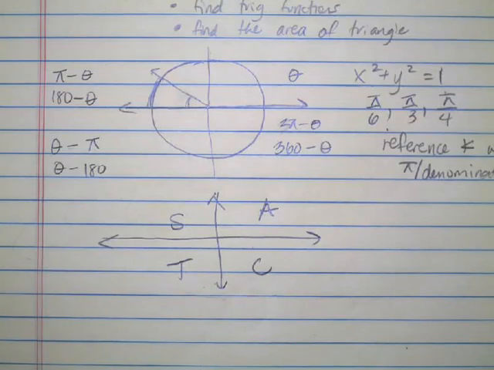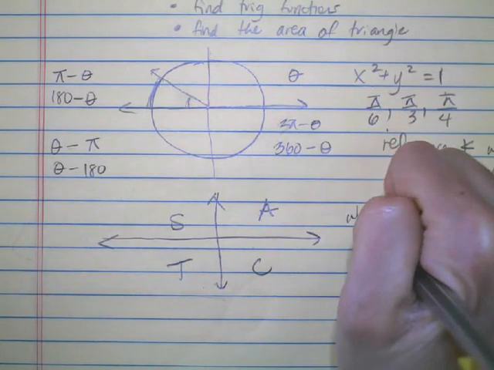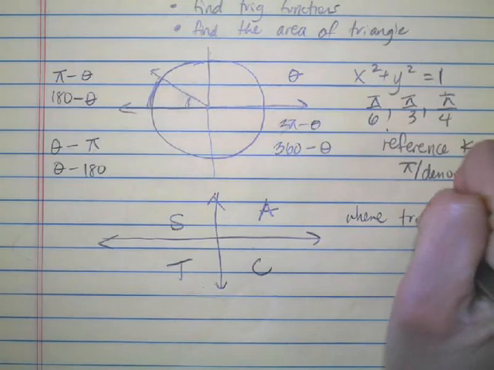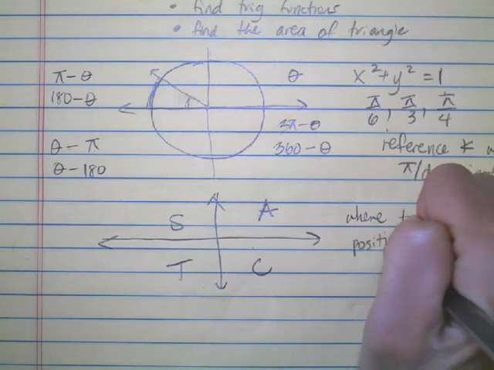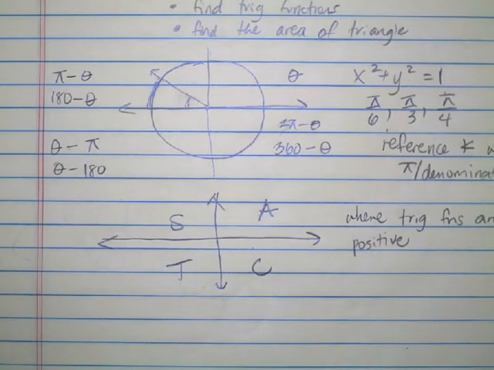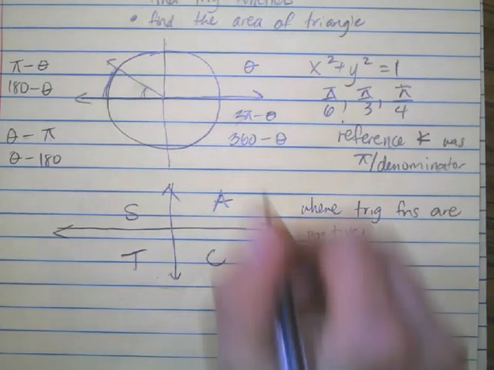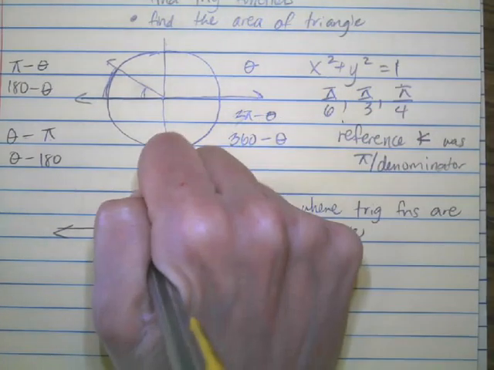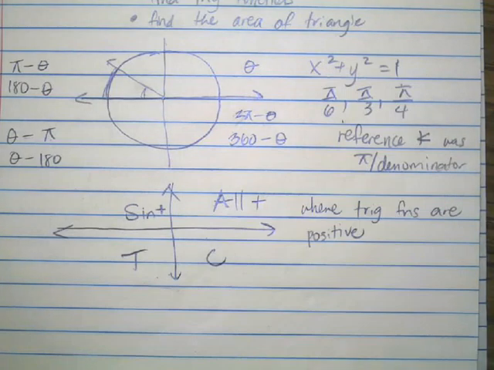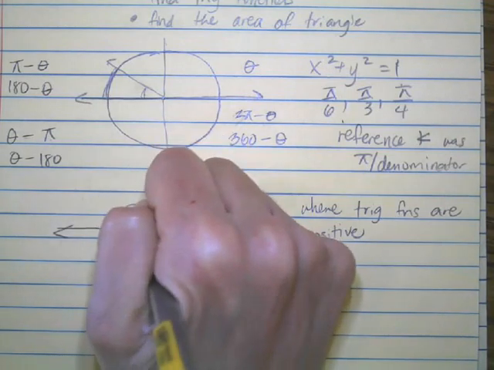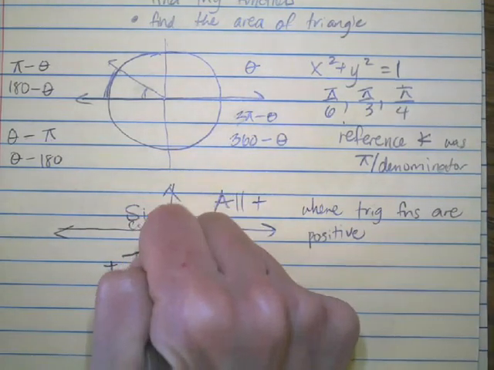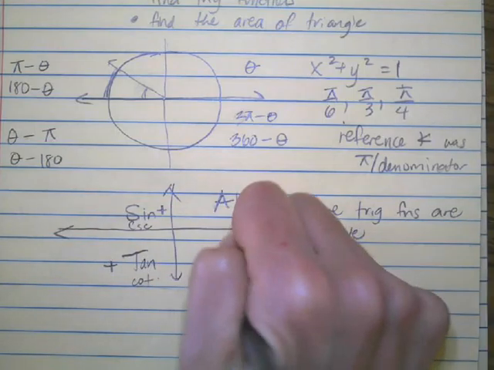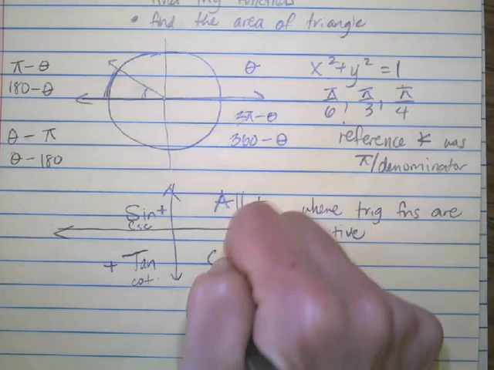So, all students take calculus. This tells us where trig functions are positive, or which ones are positive in which quadrant. So that means all are positive in this quadrant. Sine is positive in this quadrant, and sine's buddy, which is cosecant. Tangent is positive in this quadrant along with its buddy, which is cotangent. Cosine is positive in this quadrant along with secant.